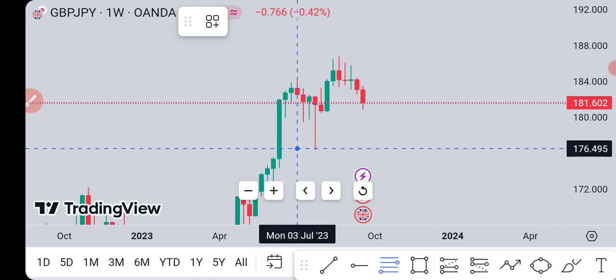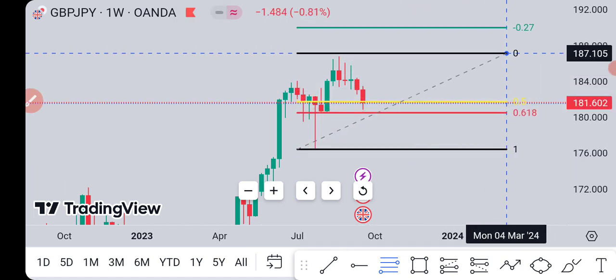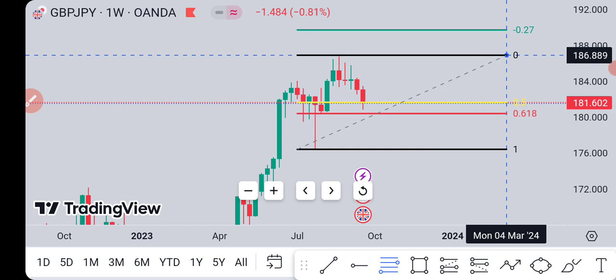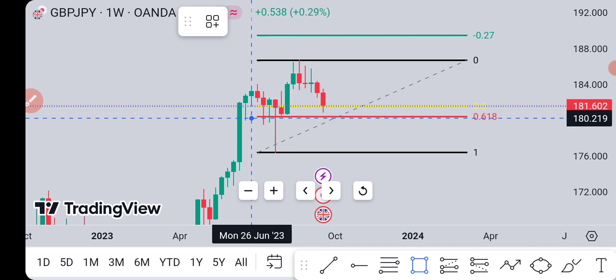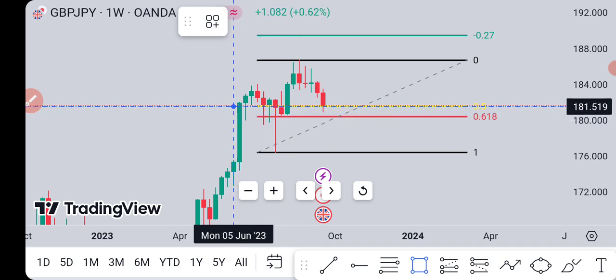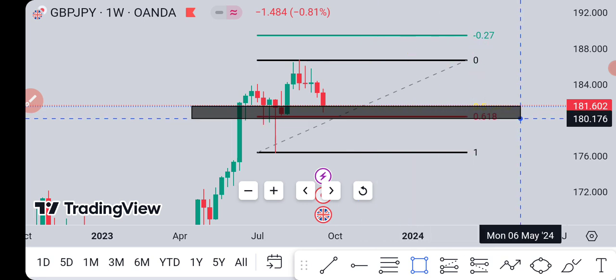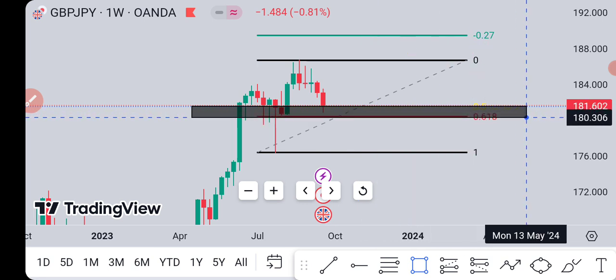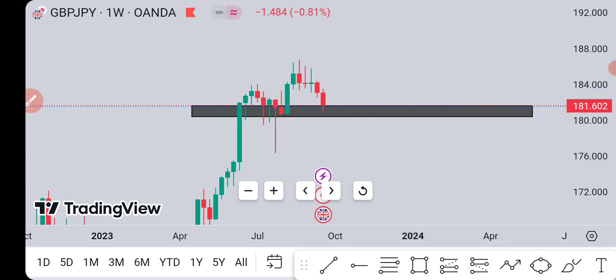So if I take from this low to this high, remember my 50% retracement level. So this is my 50% zone. The market is inside my buy zone. The 50% retracement level is inside my buy zone. Now this is where I will start looking for buying opportunities.